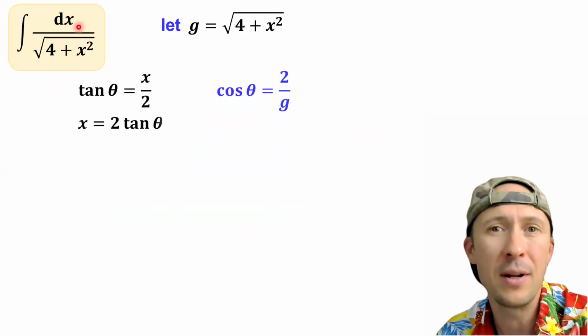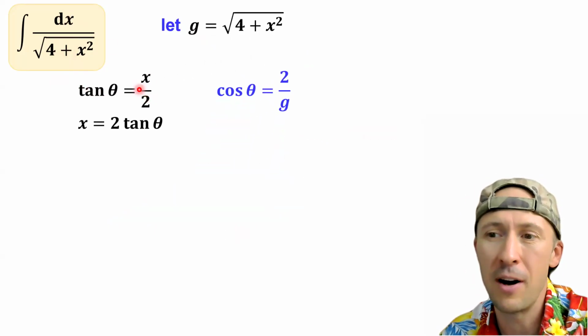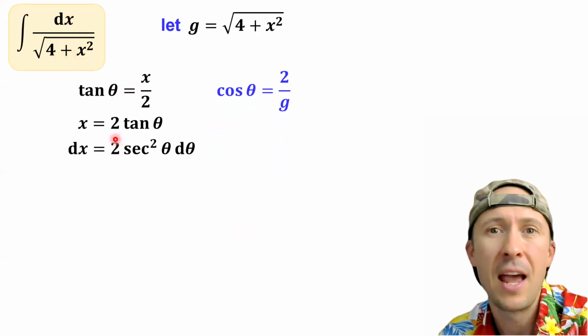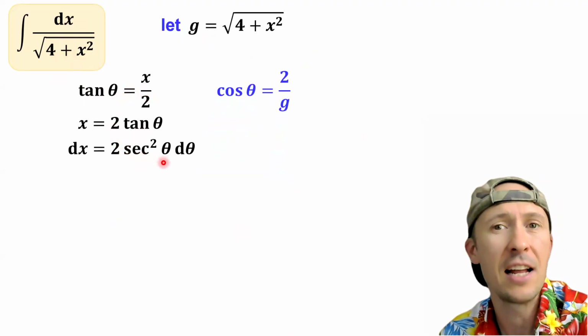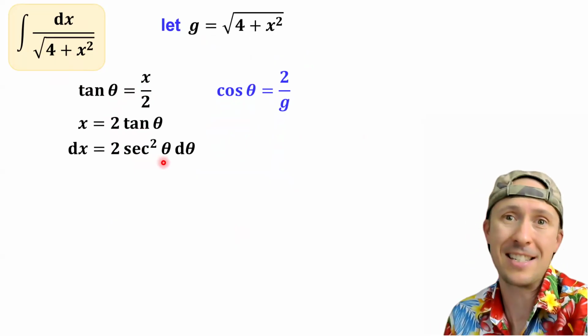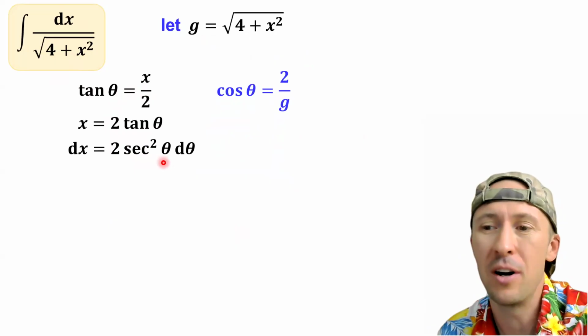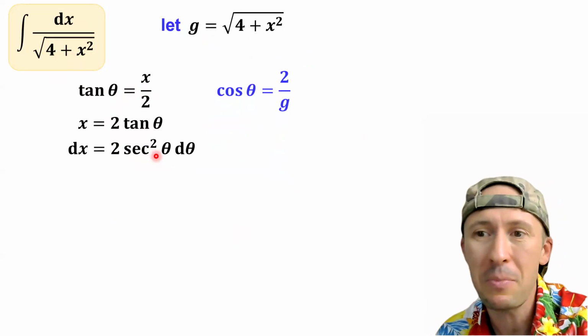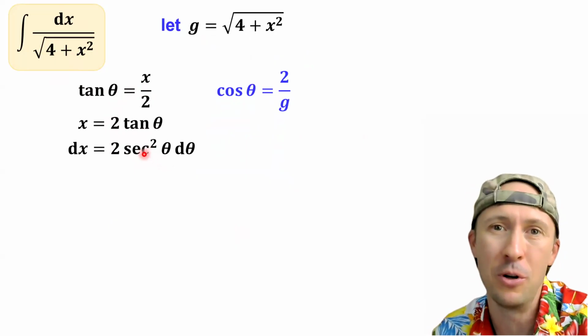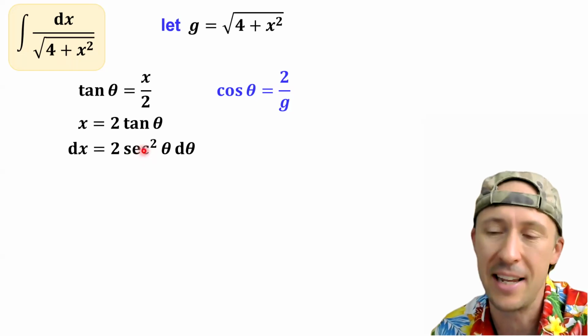Okay, now we want to know what dx is, right? So we need to solve for x and then take the derivative. And the derivative of tan is secant squared theta. It just is. I have a couple of videos showing that. You might just want to know it. Or you could use the power rule or the quotient rule or whatever. Anyways, it's secant theta squared.